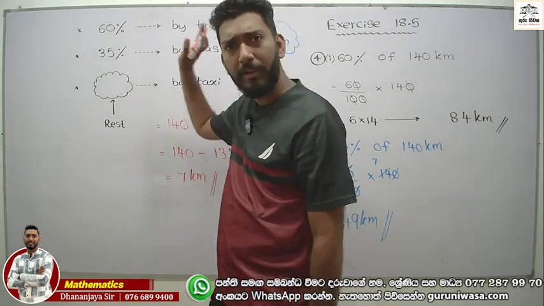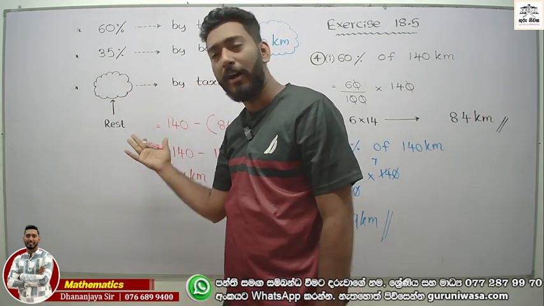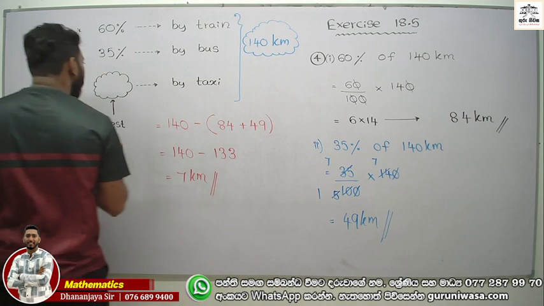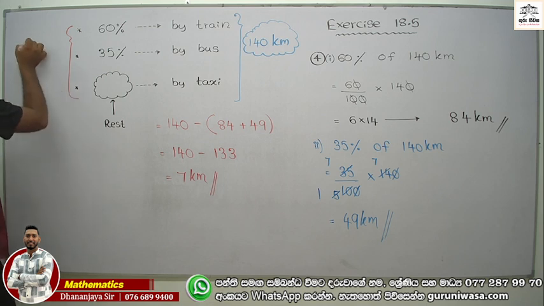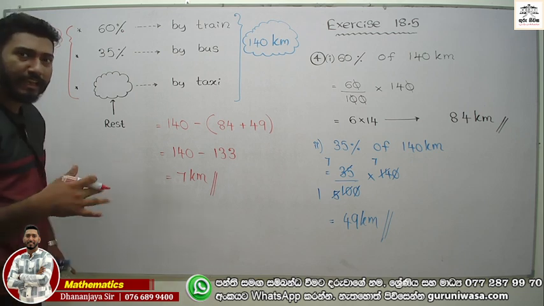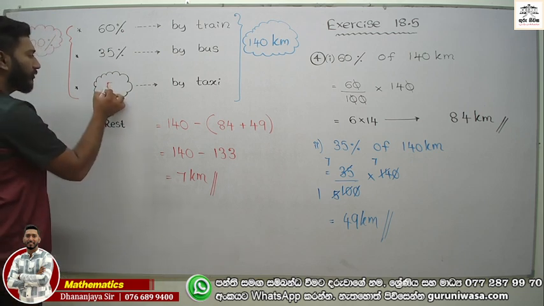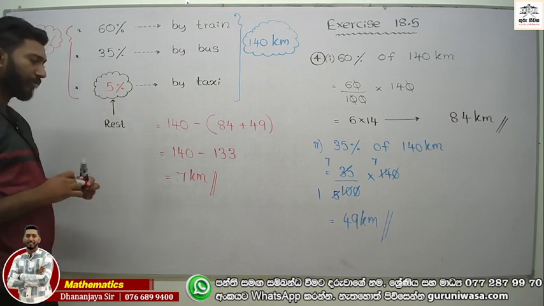Look at this. 60% travel by train. 35% travel by bus. Now what is the rest? How to find the rest? Then the total should be 100%. This one should be 100%. Now 60 and 35 becomes 95. Therefore the rest should be 5%.